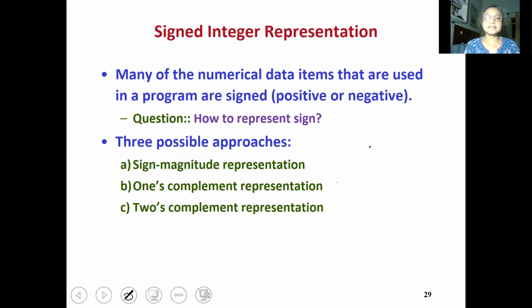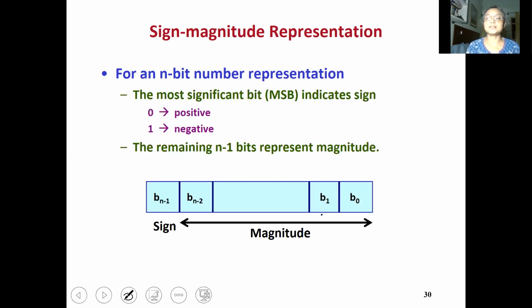Now there are various ways in which you can think of representing signed numbers. We will discuss 3 possible approaches and then we will focus on the approach which is most commonly used, which is the 2's-complement representation. But first we will discuss the sign magnitude representation and the 1's-complement representation.